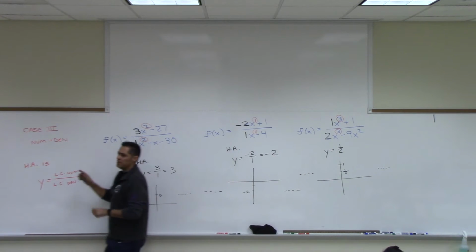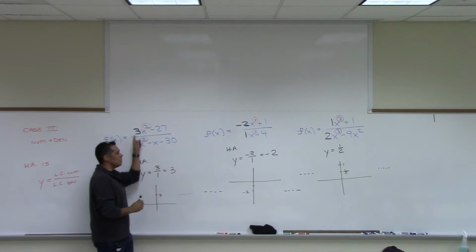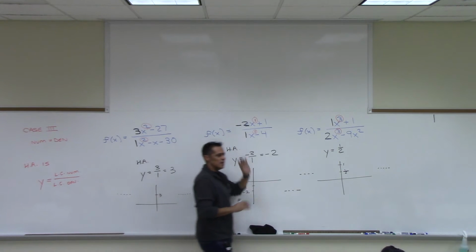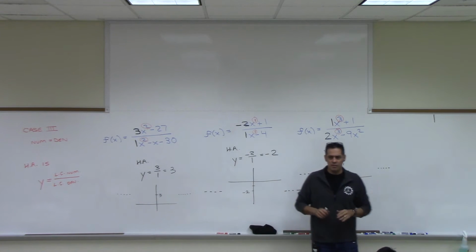Case 3 is the only time you look at the numbers in front. The other cases, you don't even look at those numbers. They're irrelevant.